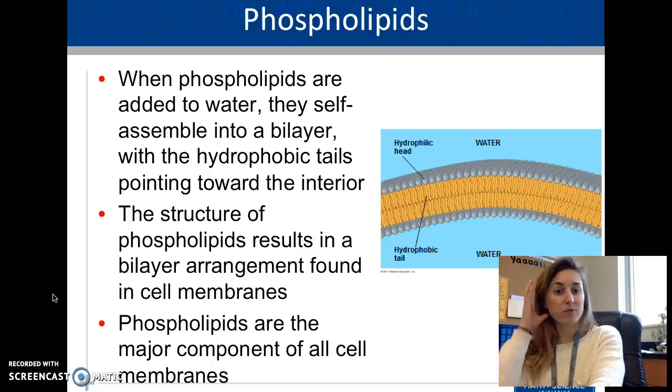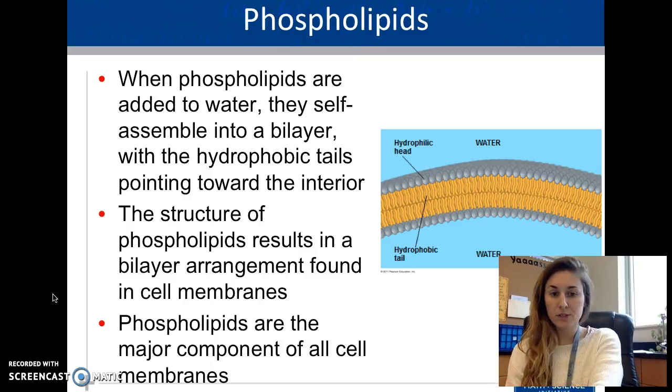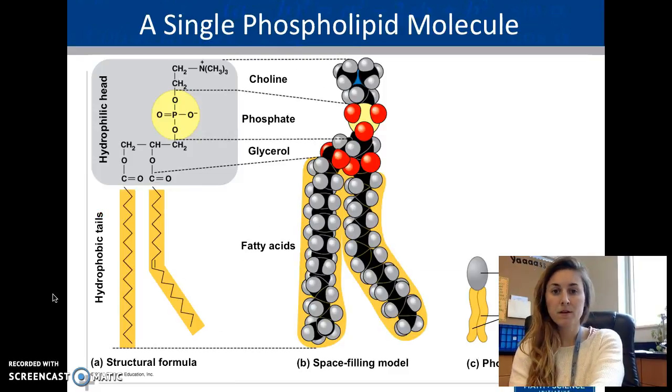Phospholipids are the second type of lipid. These make up the lipid bilayer of cells. That's why they're important. And we've already talked about this, so I'm not going to rehash it. Ask questions if you need them. This is what a single one looks like, but it's not super important.